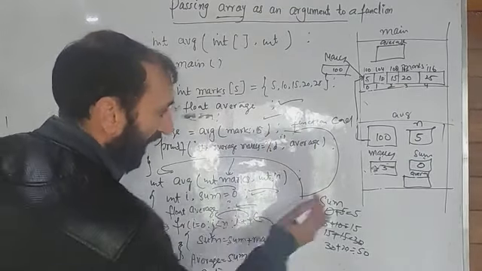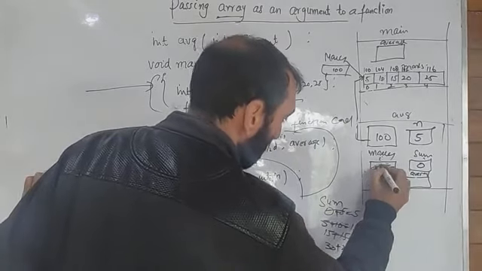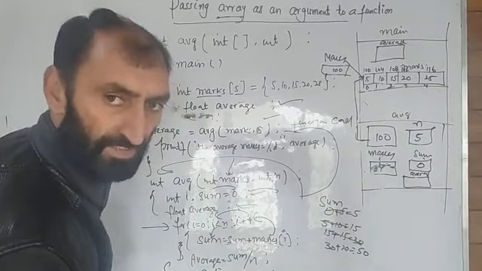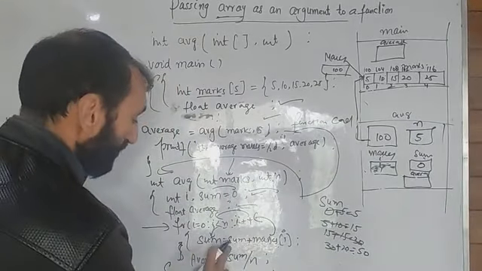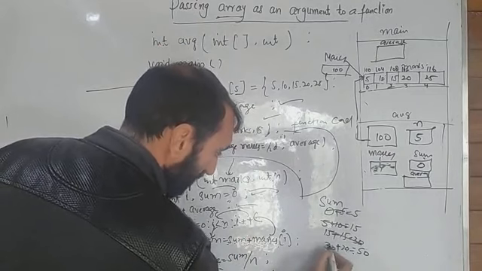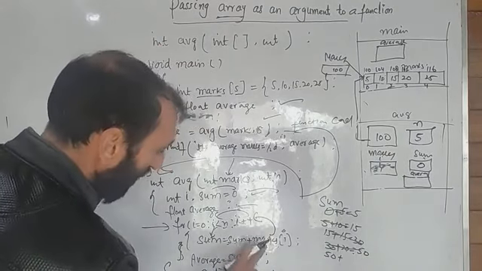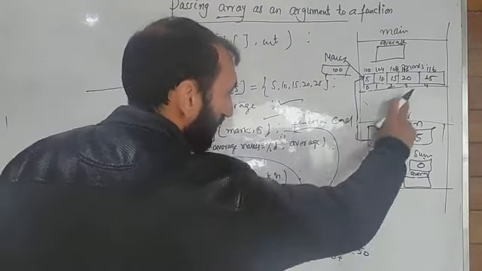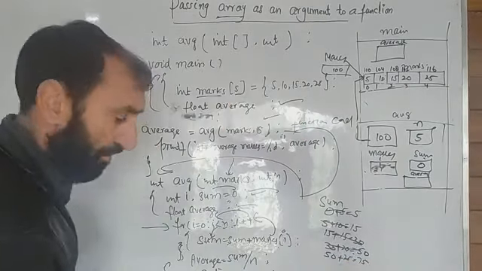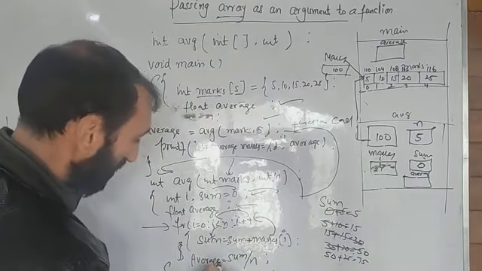I plus plus. I was 3, it will become 4. I less than n. 4 is less than 5. Yes, the condition is true. Sum equal to sum plus marks of I. What is sum? Sum is 50, plus marks of I. Marks of I means marks at the 4th location. That is 25. That is 75.